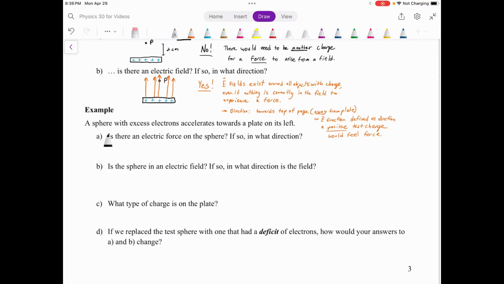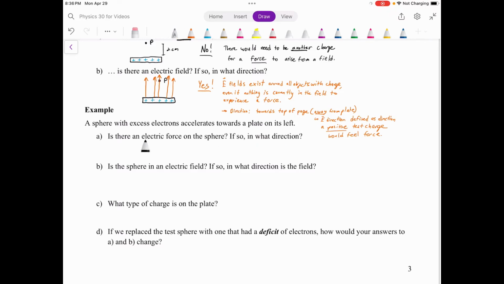All right, now a similar example says a sphere with excess electrons. If it has excess electrons, we know that means it's negatively charged overall. It has more negative electrons than positive protons. Now it accelerates towards a plate on its left. So it asks us first, is there an electric force on the sphere? Is an electric force acting on the sphere? And if so, in what direction?